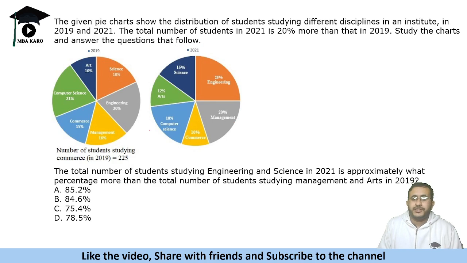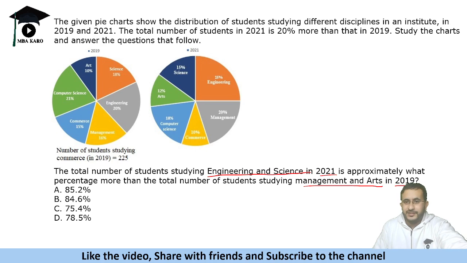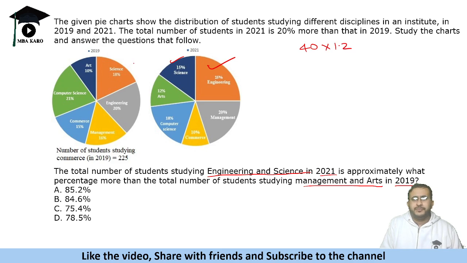The total number of students studying engineering and science in 2021 is approximately what percentage more than the total number of students studying management and arts in 2019. Now again, what people do is they calculate the values separately, compare the two values and get the percentage. Now see how you can answer it without even calculating the total values. We just know that it is a 20% increase. So engineering is 25, science is 15, that is 40%. We will multiply 40 by 1.2, because there is an increase of 20% from this year to this year.